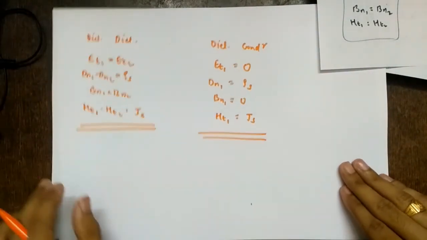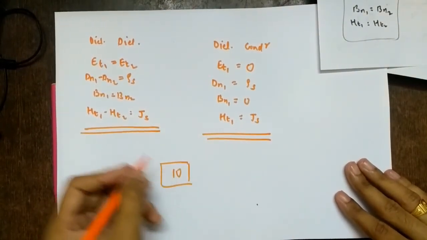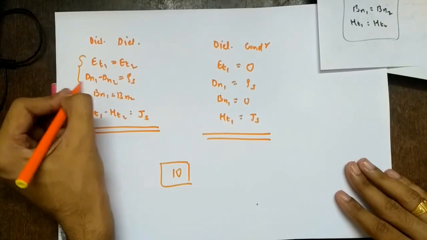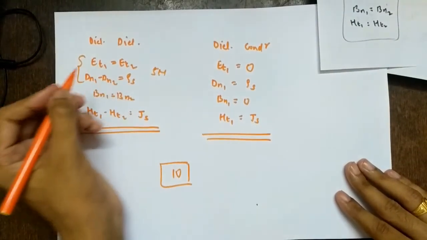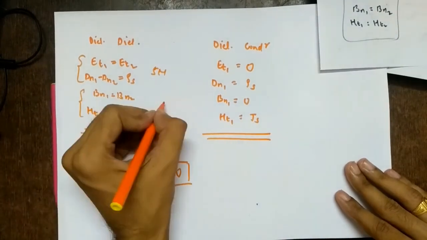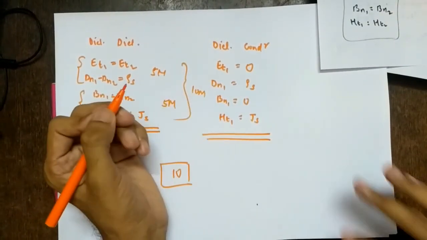Understood? So these are very important topics. This derivation comes in the exam for 10 marks. Either they ask only the electric field boundary conditions, which will be for 5 marks. If they ask only magnetic, it will be for 5 marks. If they ask both, it will be for 10 marks. Right?